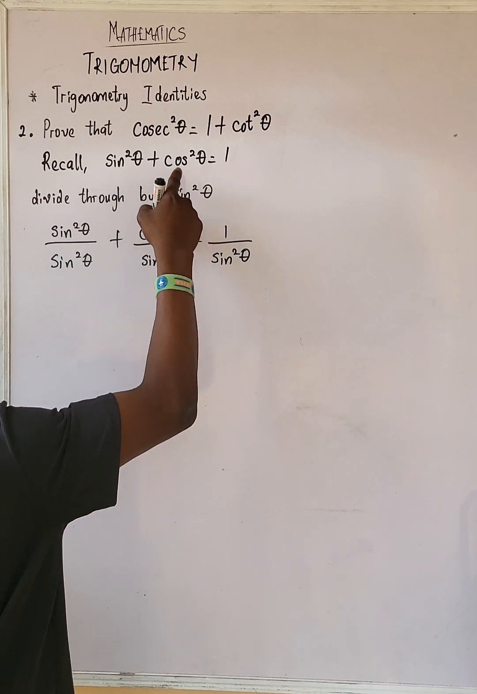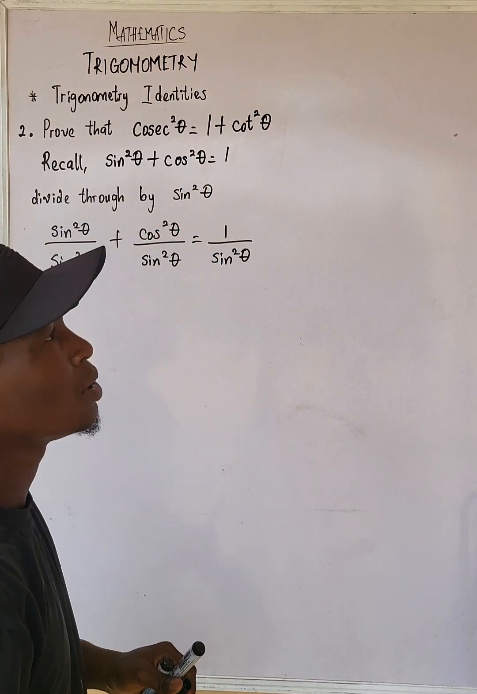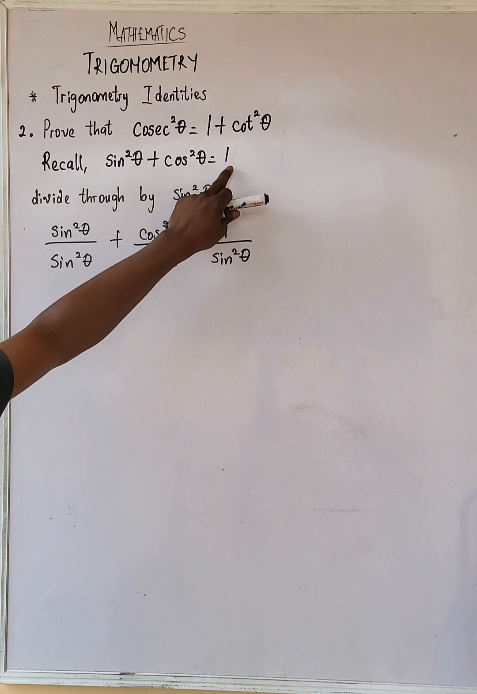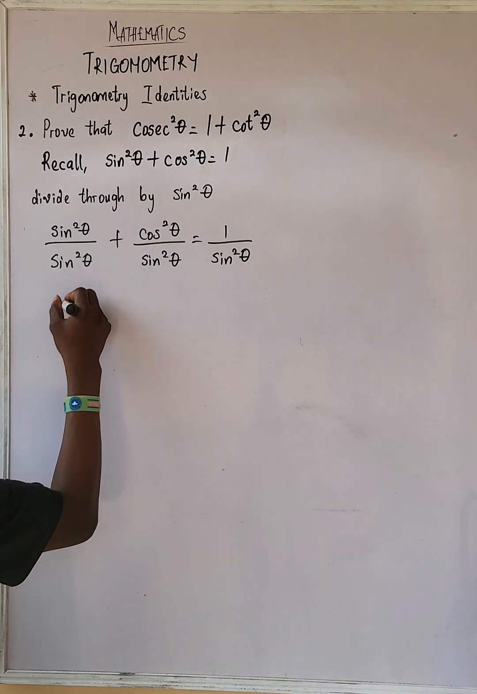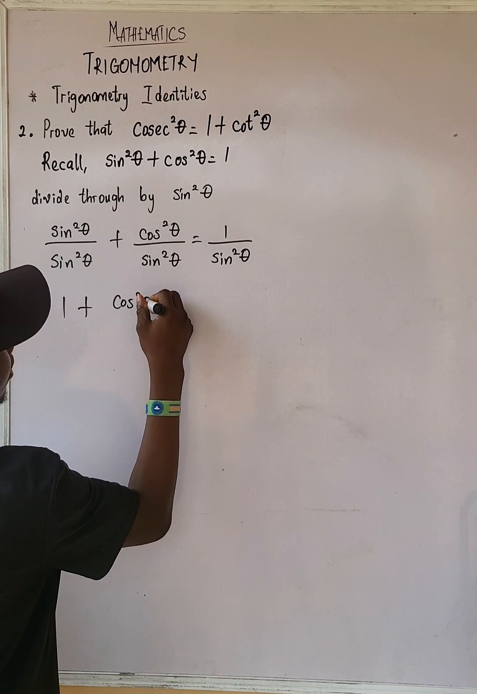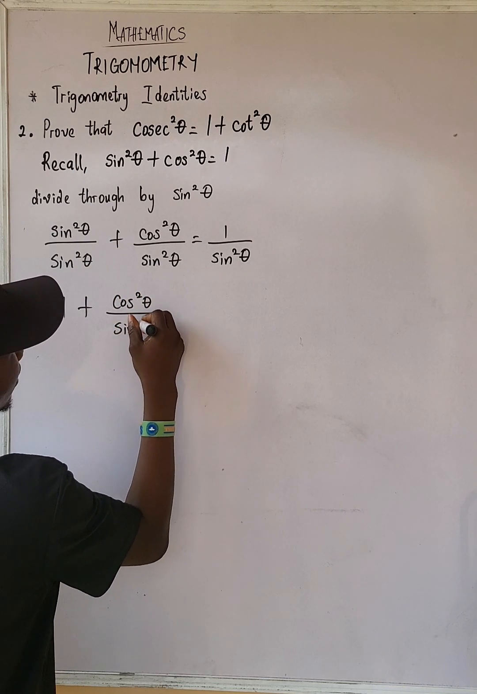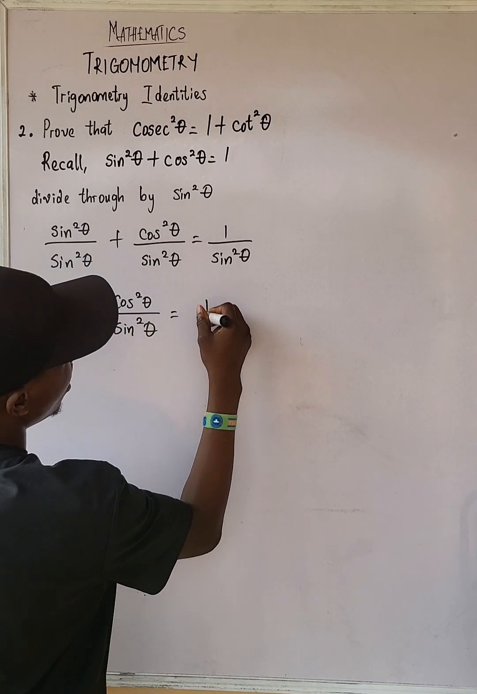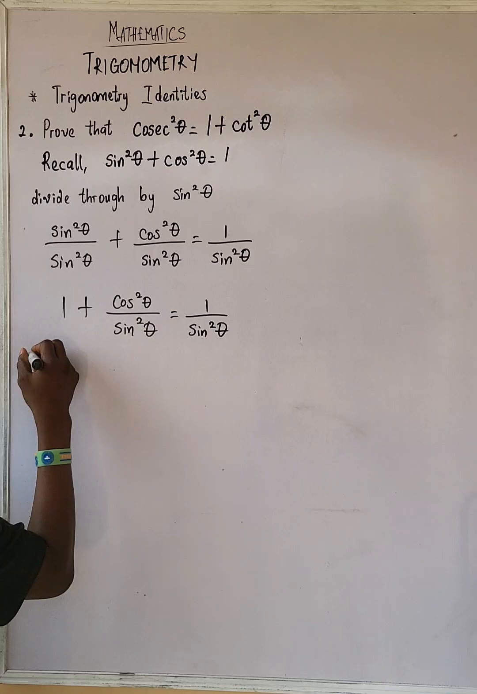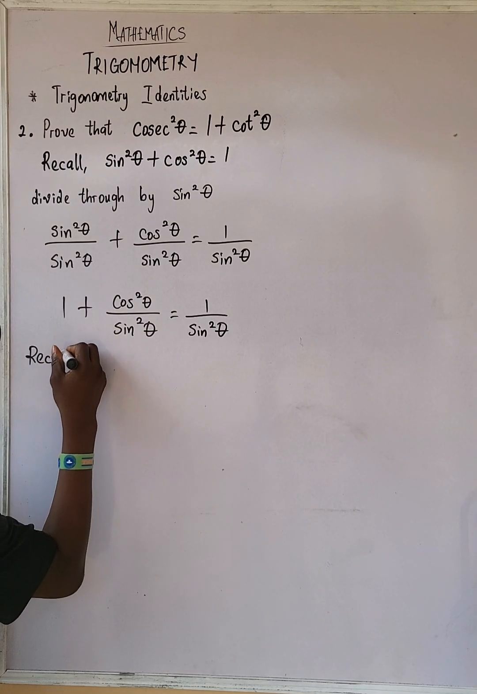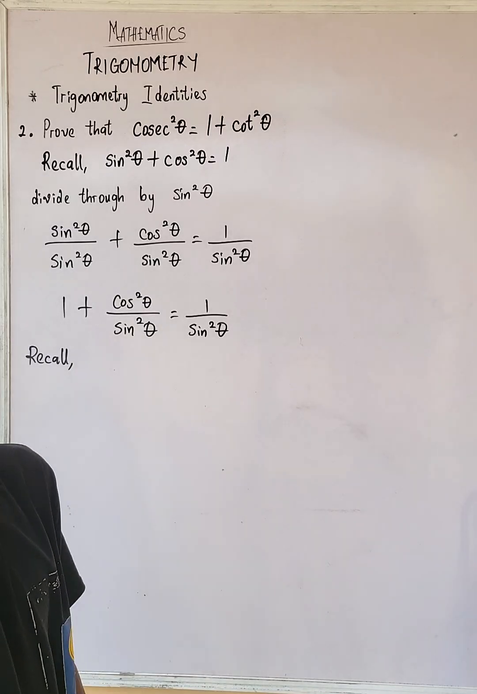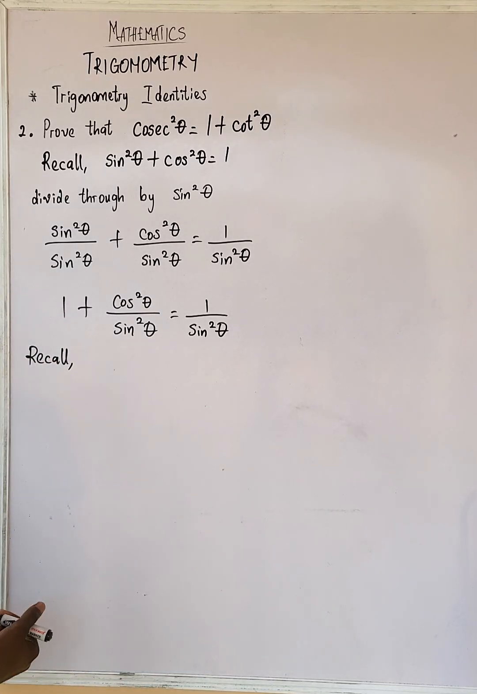So recall that sin square theta plus cos square theta is equal to 1, and we divide through by sin square theta. Here that will give us 1 plus cos square theta over sin square theta, equals 1 over sin square theta. You see that every recall works together. If you don't know those formulas in your head, you will not be able to solve questions, so please try and know those formulas.